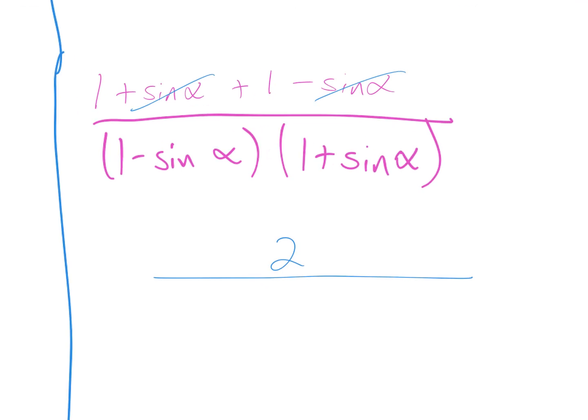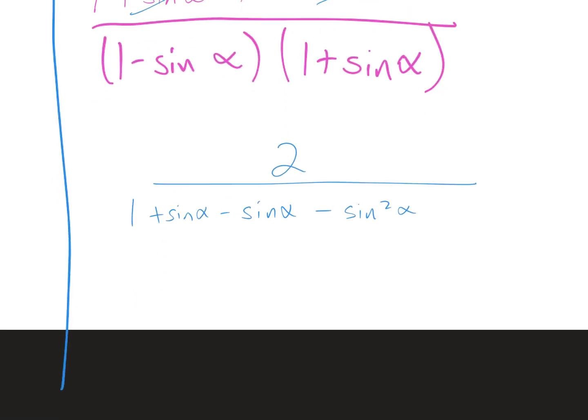Okay, so let's do it. 1 times 1 is 1. 1 times sine is plus sine alpha. Negative sine plus 1 is minus sine alpha. And then what's sine times sine? Minus sine squared. Good. Anybody notice anything? These cancel. So I have 2 over 1 minus sine squared.